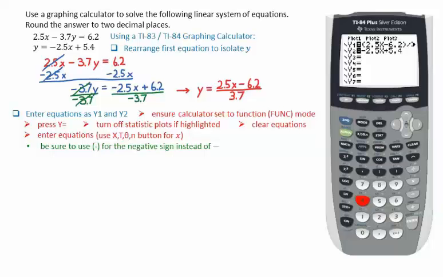Note the need here for brackets in y1. The 2.5x minus 6.2 must here be in brackets. We then graph the equations.